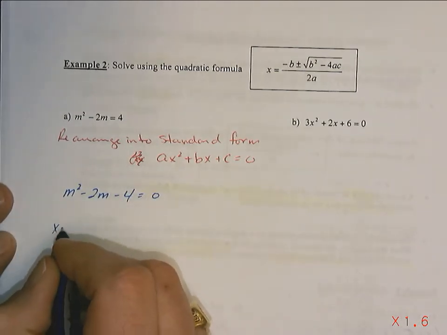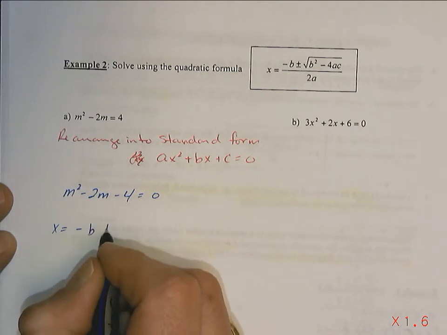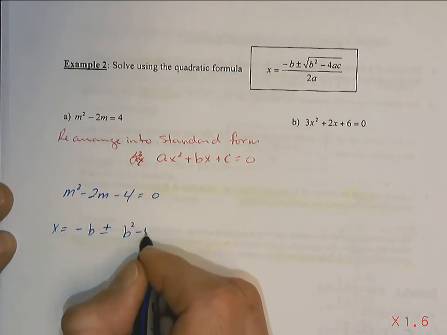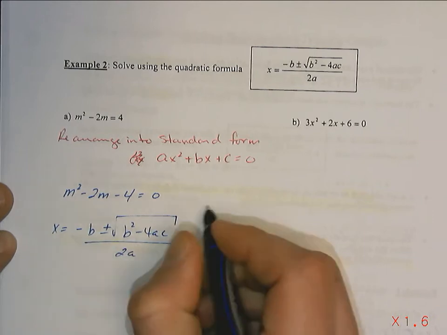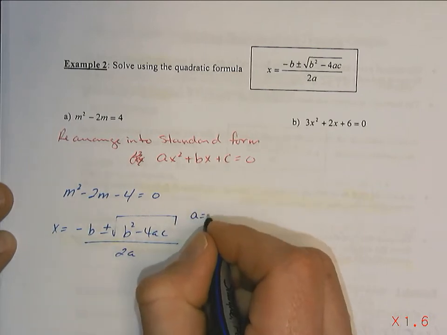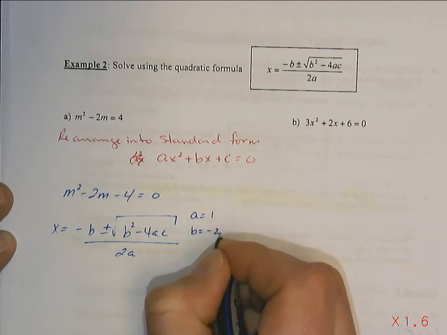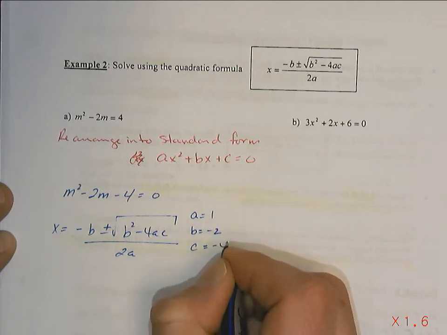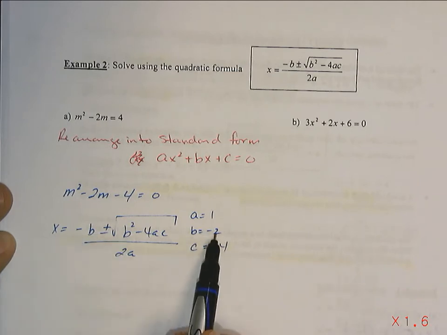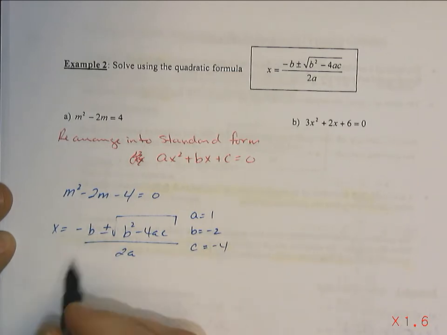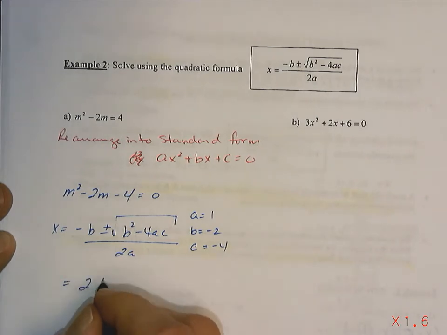The quadratic formula is x equals minus b plus or minus square root b squared minus 4ac all over top of 2a. And in this case, a equals 1, b equals negative 2, c equals negative 4. So put in what you've got. Now I've got b is negative 2. So a negative 2 is going to give me a positive 2.